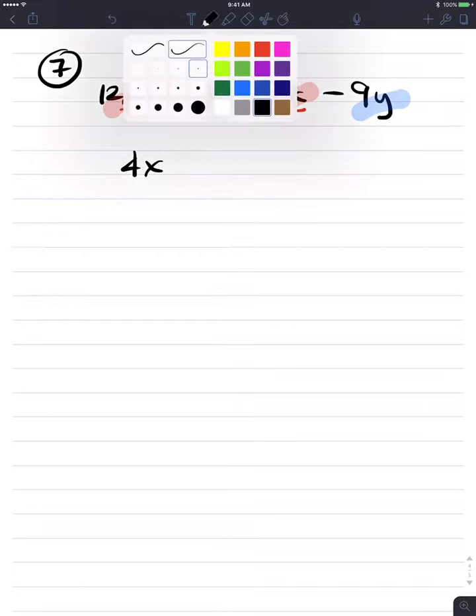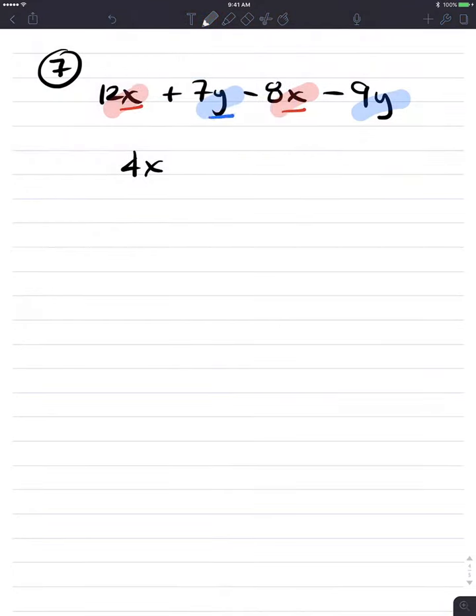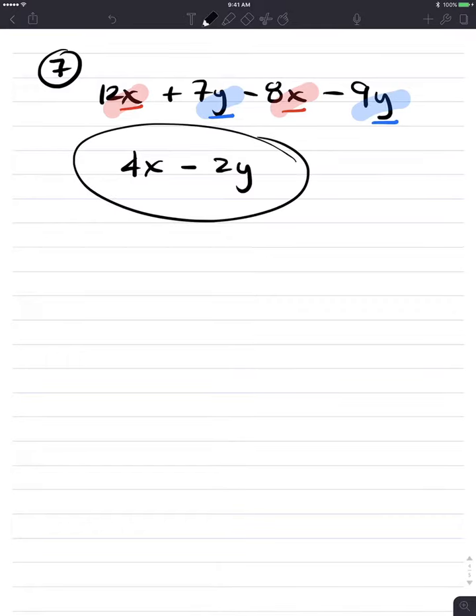Take a closer look. 7y minus 9y gives me a negative 2y. These are the only terms I can combine. Notice x and y's are not the same. 4 apples minus 2 bananas. I am done.